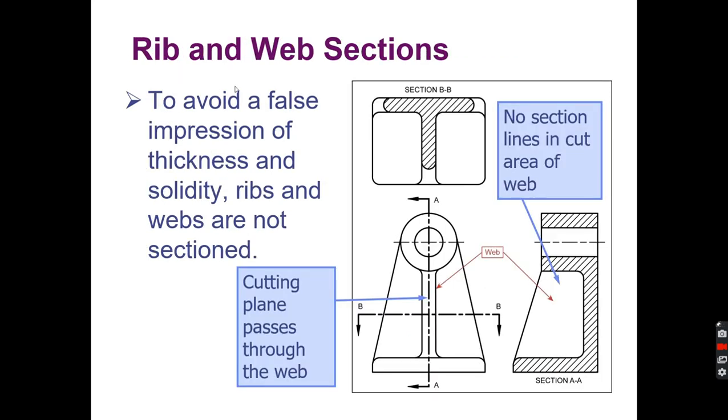Rib and web sections. To avoid a false impression of thickness and solidity, ribs and webs are not sectioned. So notice here we have a rib going through here. If we cut this, that rib would look like it was part of this whole object, which would be a little deceiving since it's only a thin part of the member. So we do not section it. If we're cutting lengthwise on a rib, we do not section it right here. If we cut across the rib though, we do section it.